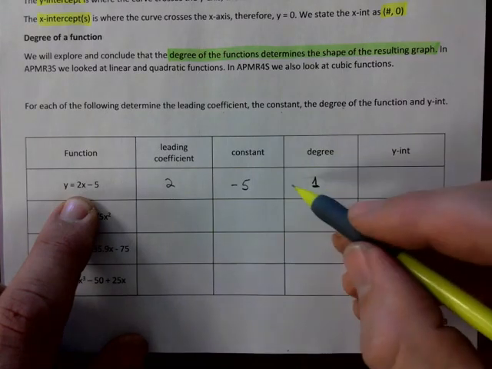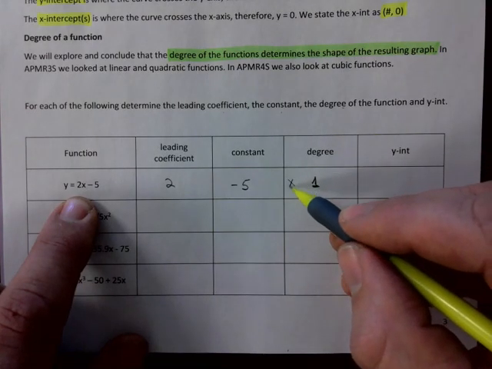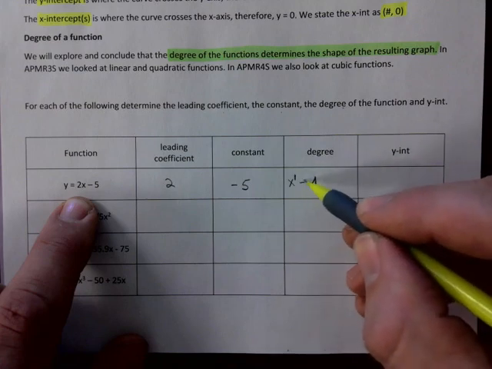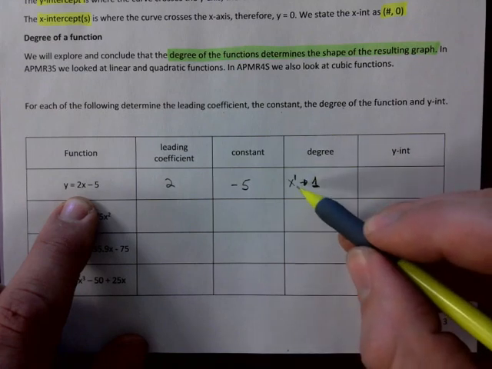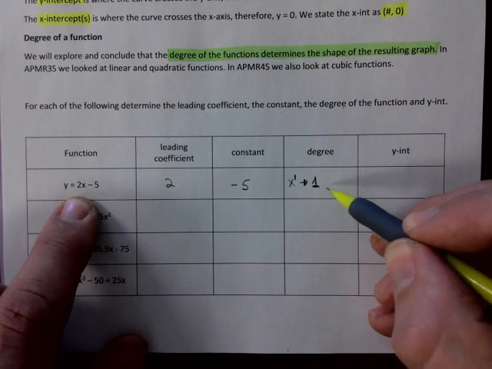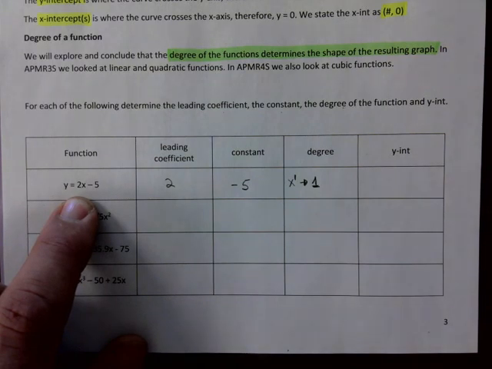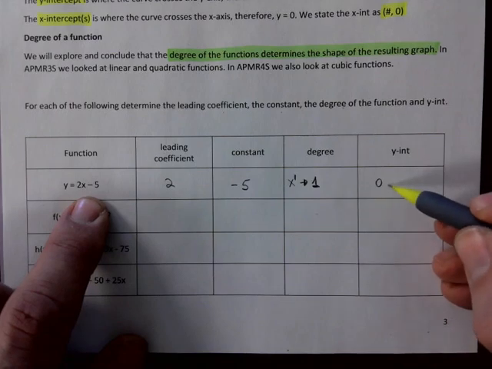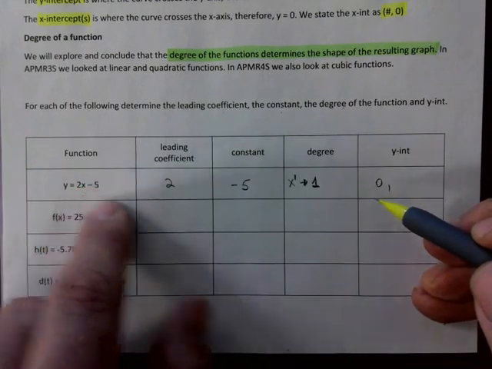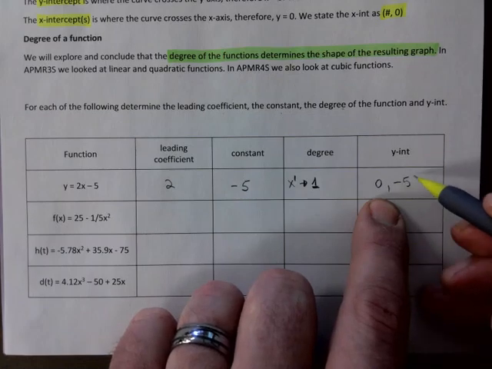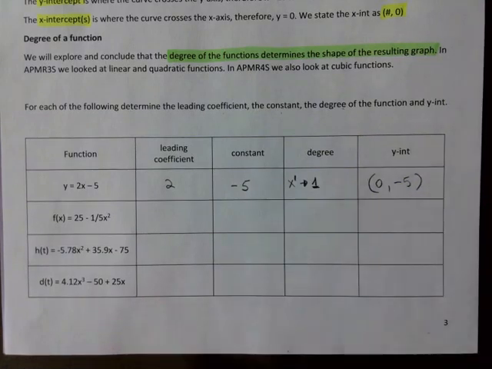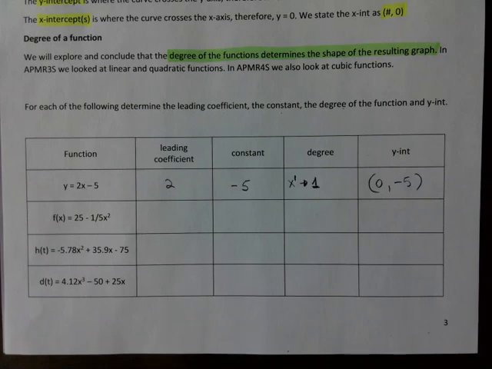Okay, I will say this: x to the 1, and I'm just going to go arrow, not an equal sign, but therefore the degree is 1. And the y-intercept is (0, -5), whatever the constant is at the end. So the y-intercept is very easy to determine without a calculator, even though you may use it if you want.